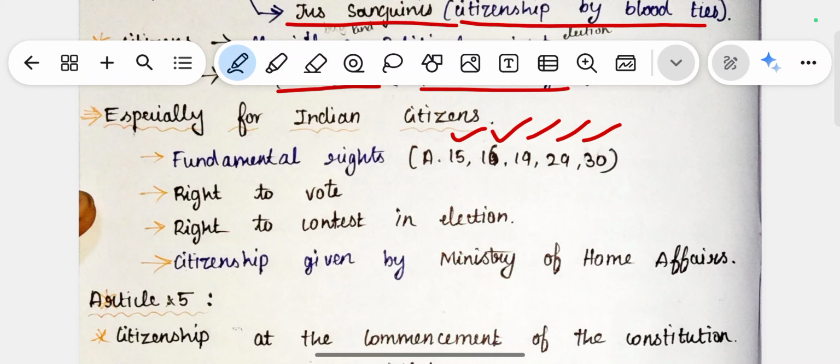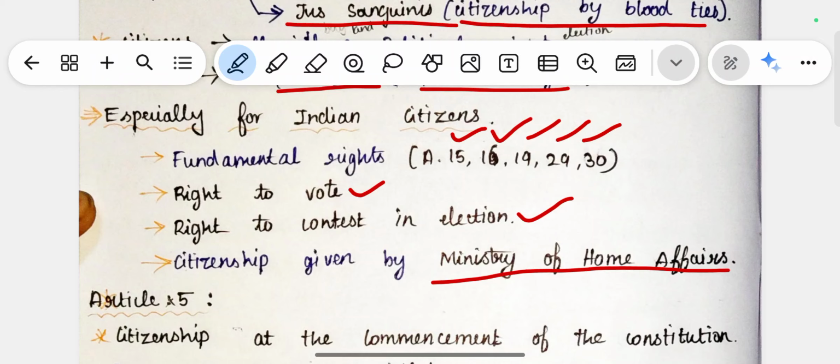The next one is the right to vote. Indian citizens have the right to vote in the elections conducted in India, and the right to contest in elections. People who are Indian citizens have the right to participate in elections. The next point is that citizenship is given by the Ministry of Home Affairs. We have many ministries, like the Ministry of Railways, Water, and so on, but citizenship is under the control of the Ministry of Home Affairs. They take care of it.